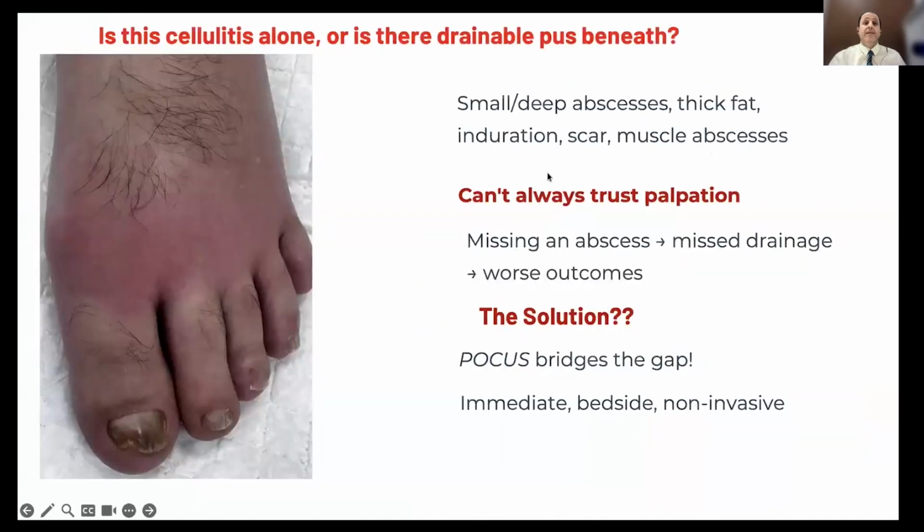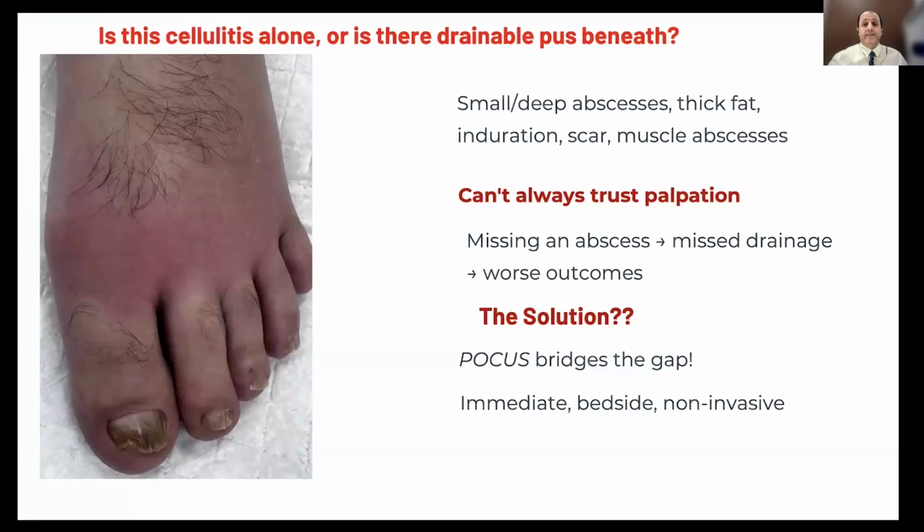But as we discussed, if it comes to some atypical cases or an early stage of infection, we cannot trust just our palpation. If the patient has a very small and deep abscess, or the abscess is under thick fat, or persistent induration, or a persistent scar, or the abscess is inside the muscle, our clinical examination, our hands, cannot detect this kind of infection.